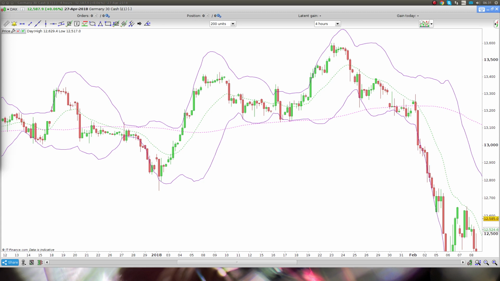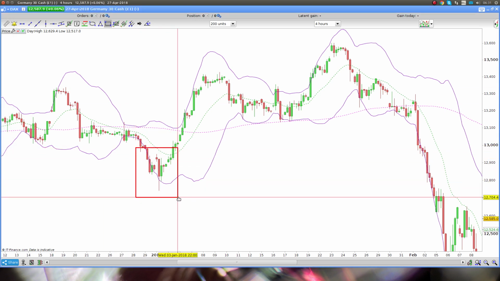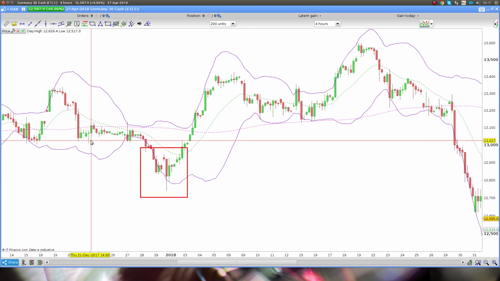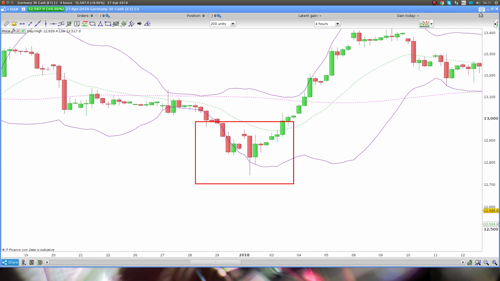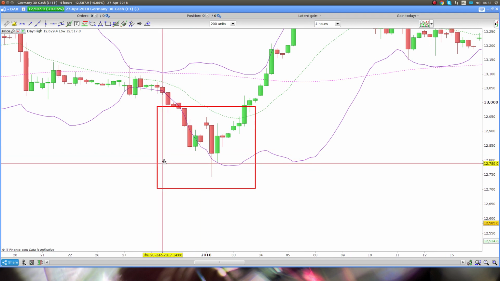So, Bollinger Bands, the three things that I look for. The first one is double bottoms or double tops. Okay, now I'm going to square out this area for you here. Okay, and let's just zoom in a bit. So, this is the Bollinger double bottom. Why do I say that?